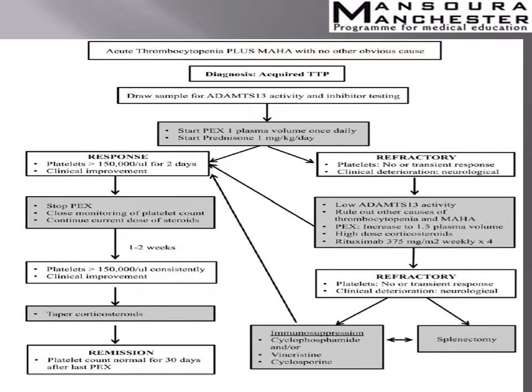In patients refractory to plasma exchange, we can increase the plasma exchange to 1.5 plasma volume, we can increase the steroid dose into high dose corticosteroid, and we can add rituximab, anti-CD20, 375 mg per square meter weekly for 4 weeks. And in patients refractory to these mentioned lines, we can add immunosuppressive drugs in the form of cyclophosphamide, vincristine, or cyclosporin.